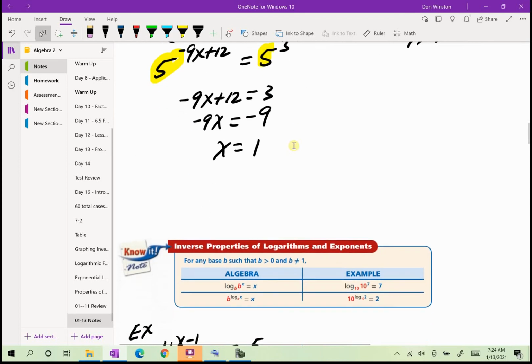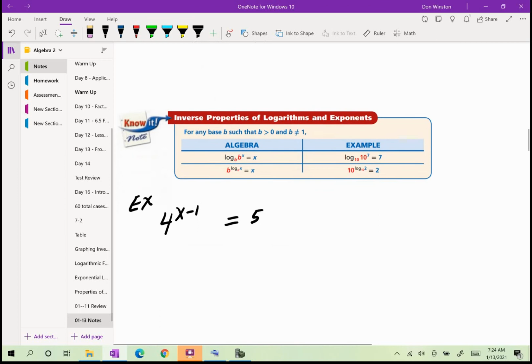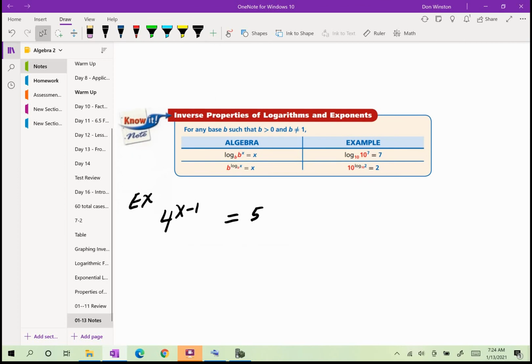Now, the other way in which we can solve equations is by using inverse properties, but then I'll show you that, besides inverse properties, we could also take the common log of both sides. So I'll give you an example of what I mean here. Let's say I have 4 raised to the x minus 1 equals 5.